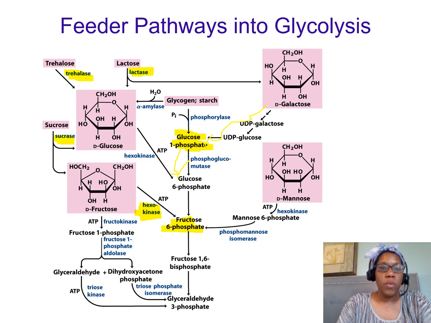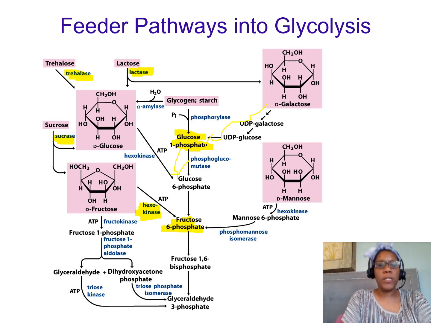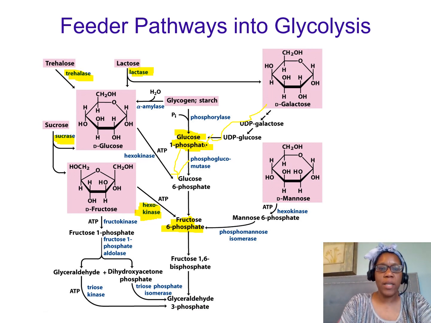Alright, so we talked about trehalose, sucrose, lactose, galactose. And lastly, there is glycogen and starch. So glycogen and starch are polysaccharides.